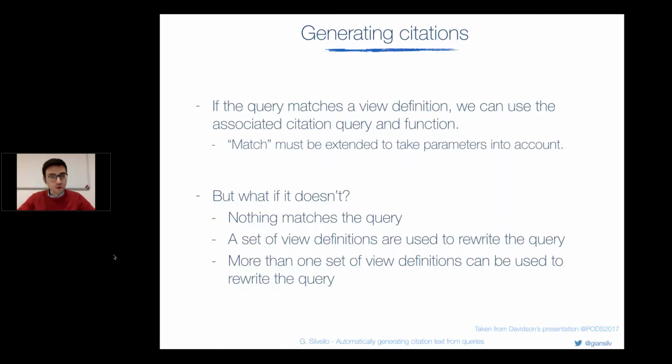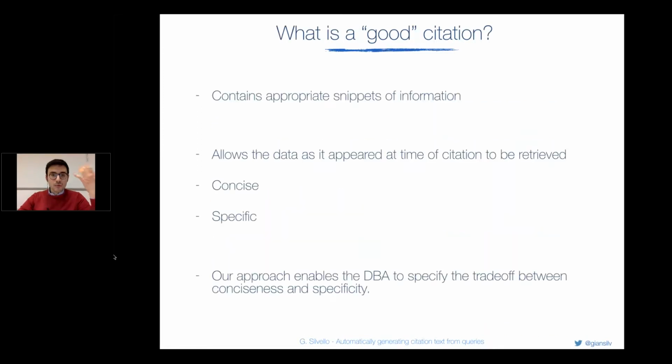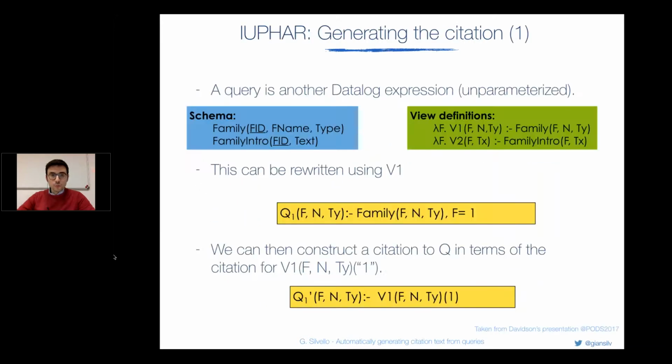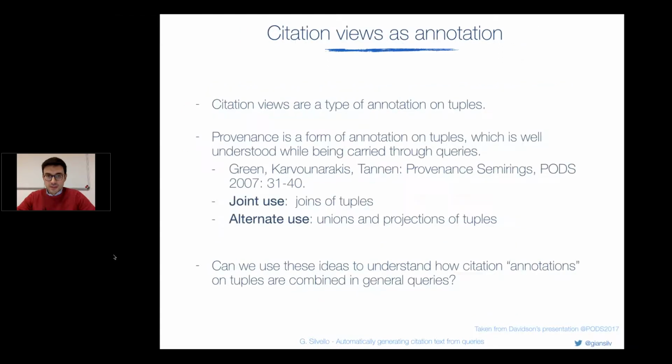But often it happens that we do not have a single view answering the query, but we have to use a conjunction of views to answer our user query. And so what we have to do is to basically put the views together. So for instance, here we have a simple case where we have Q1 that can be answered by using V1, because we can rewrite Q1 that you see in yellow here, just using V1 that you see in the green part. So then we just instantiate the view and we obtain the citation.